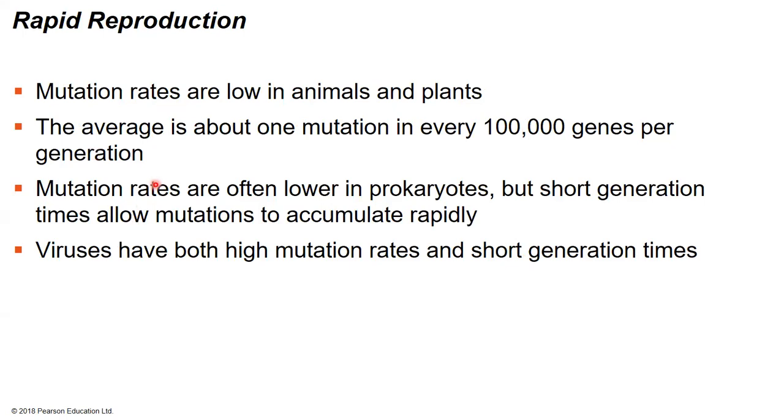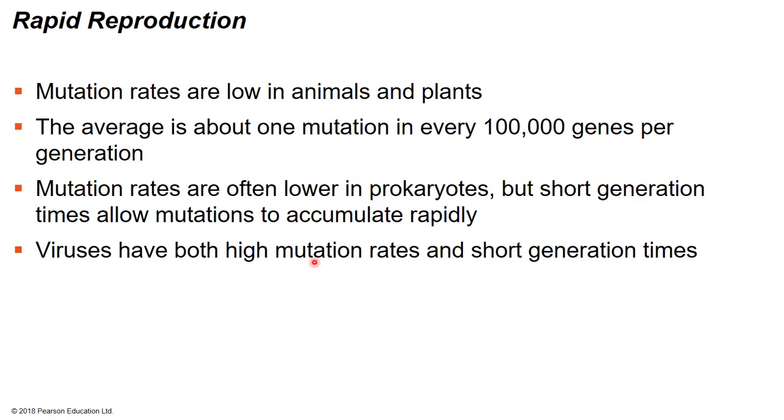Rapid reproduction also increases genetic variation. In plants and animals, the mutation rates are very low compared to other organisms. Okay, so on average, there is only one mutation in every 100,000 genes for every generation. There are even lower mutation rates in prokaryotes, but prokaryotes reproduce more rapidly than animals and plants.